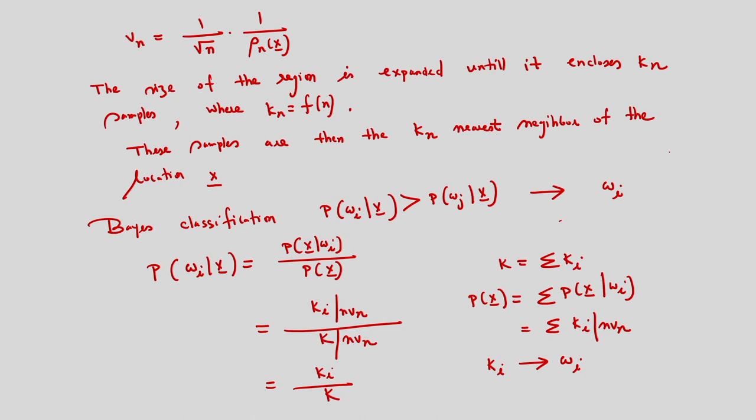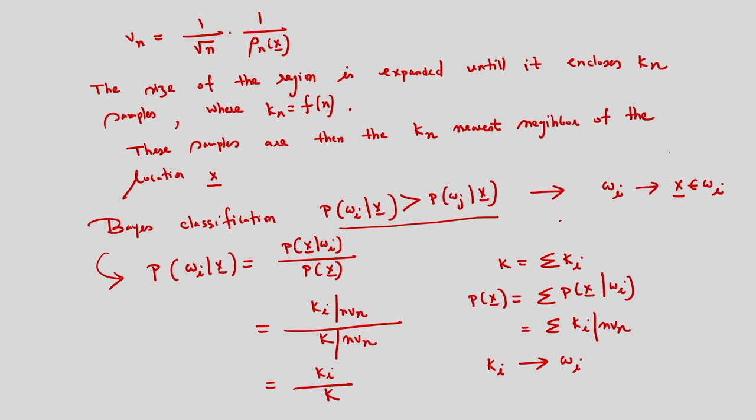If you see in the Bayes classification, we have considered this decision rule. If the probability of omega_i given x is greater than probability of omega_j given x, then in this case I have to consider the class omega_i. That means x is assigned to the class omega_i. And by using the Bayes rule, we can write the probability of omega_i given x is equal to probability of x given omega_i divided by evidence. We are not considering the prior information.